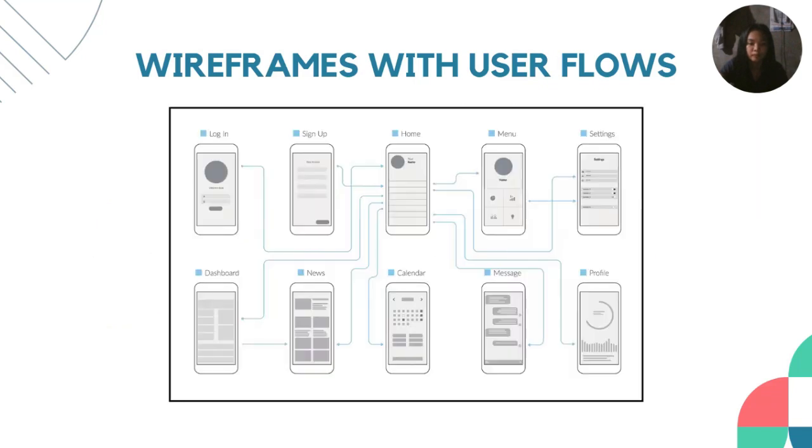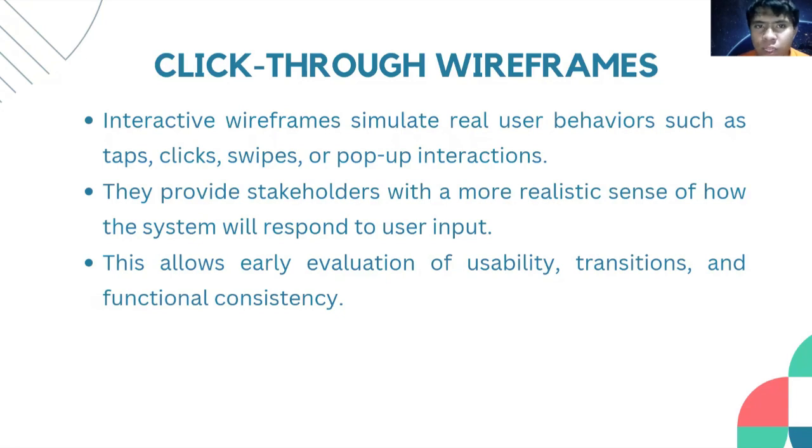And for this example, you can see the different mobile screens connected with arrows showing the users move from one screen to another. This provides a clear visualization of the user journey across the system. So now, we have the next type of wireframe, the click-through wireframes.